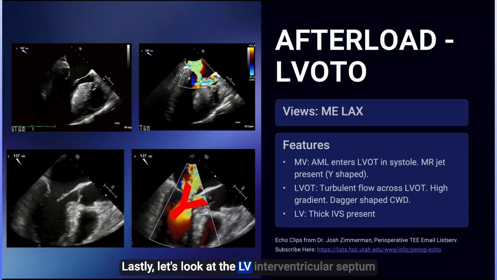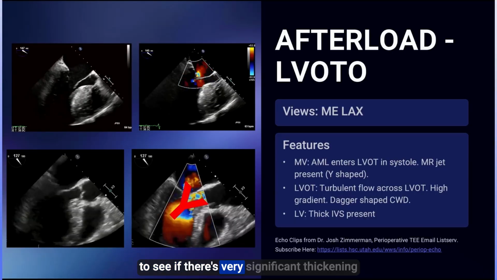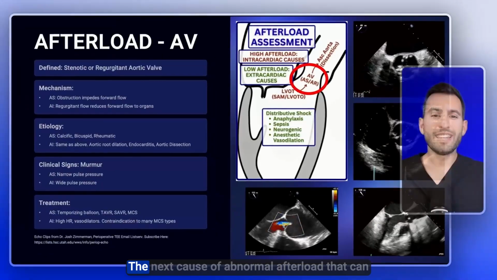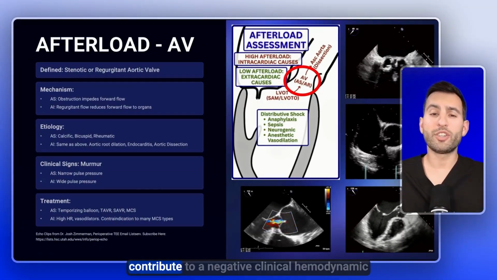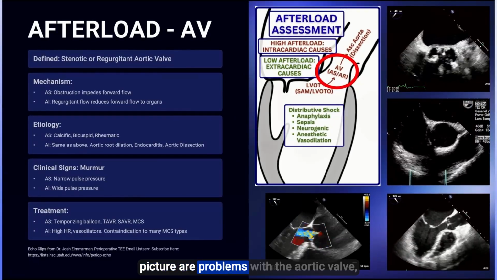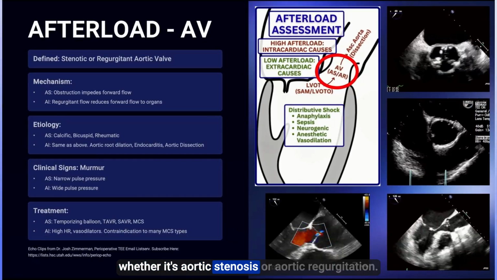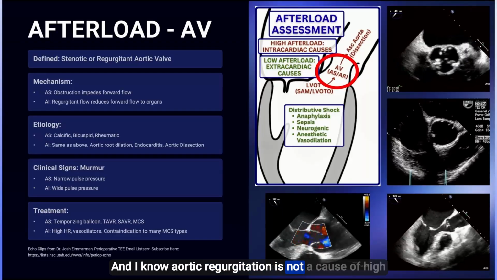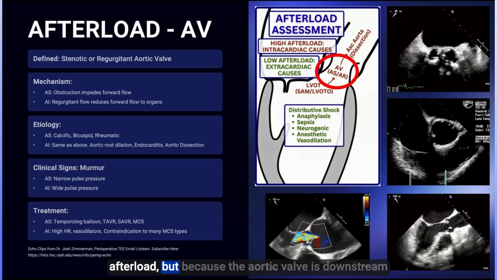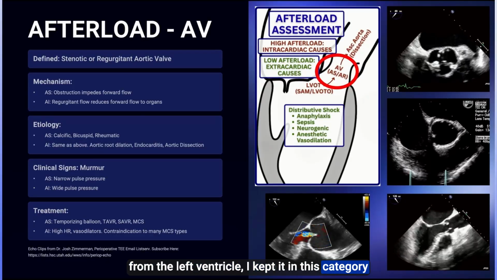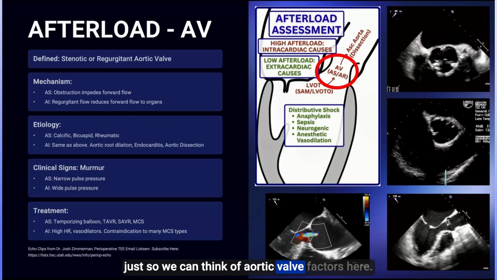Lastly, let's look at the LV interventricular septum to see if there's very significant thickening present, which could predispose a patient to SAM. The next cause of abnormal afterload that can contribute to a negative clinical hemodynamic picture are problems with the aortic valve, whether it's aortic stenosis or aortic regurgitation. And I know aortic regurgitation is not a cause of high afterload, but because the aortic valve is downstream from the left ventricle, I kept it in this category just so we can think of aortic valve factors here.